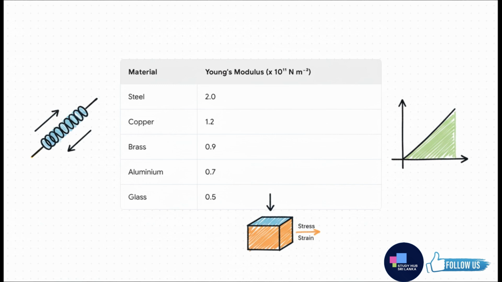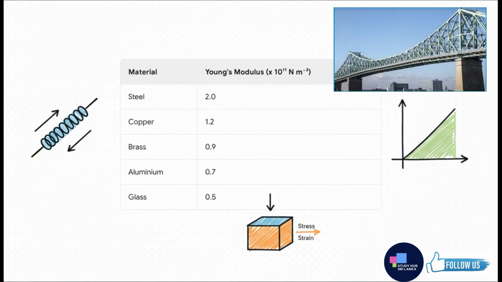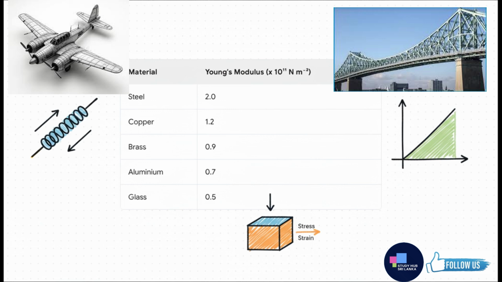And this single number is why we use steel for things like bridges that have to be super rigid, and aluminum for things like airplanes, where you need something lighter and a bit more flexible.